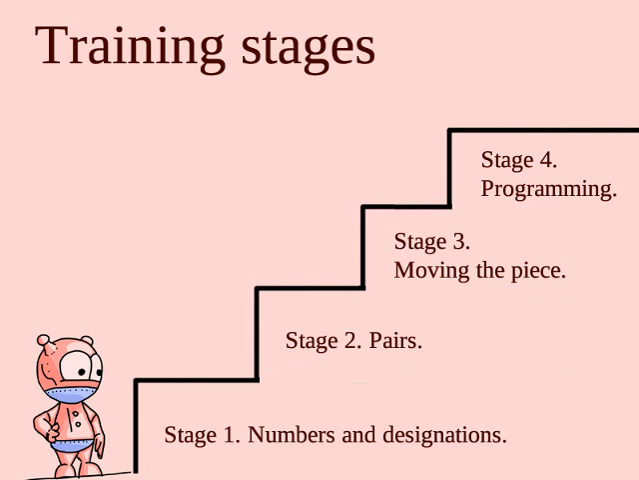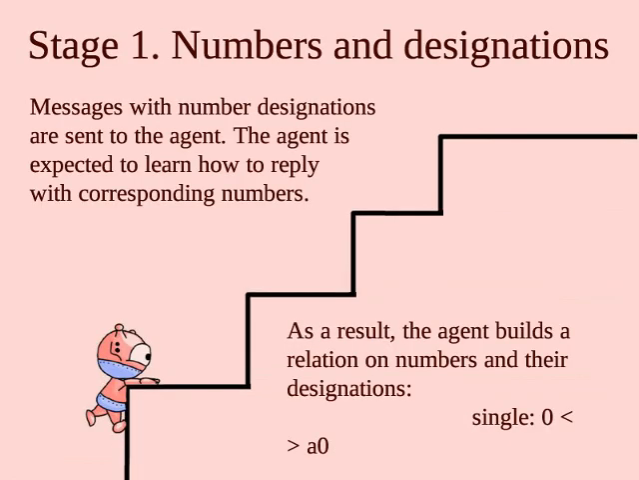So you see that we follow the training rule from easy to hard. We train simpler models first, and then train how the models can be combined to get models that are more complex. And this is very similar to how human learning goes. On the first stage, the agent learns only how to reply with a number to a question with one number designation. So one can say it inputs and outputs 1-tuples.